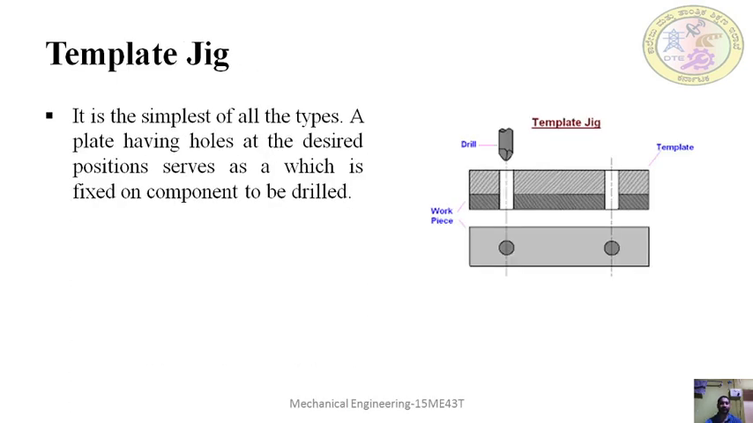So the first one is the template jig. It is the simplest type of all the jigs. You can see in the figure, this is the template jig and this is the workpiece. It has holes for guiding the tools to accurately position the tool for the drilling operation. A plate is having holes. You can see that this is the plate, it is having the hole. So this hole guides the tool to do the drilling operation in a particular place only.